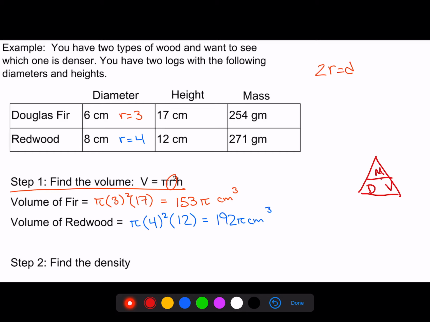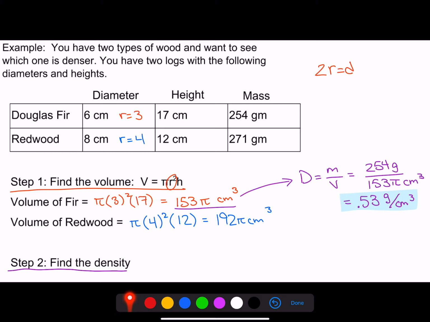So we have our triangle, and we're trying to solve for density. So we know density is equal to mass over volume. So let's go ahead and use that formula right now. For our first one, we know our mass is 254 for the Douglas fir. And we divide that by our volume, 153 pi. And again, this is in grams. This is centimeters cubed. So it gives us 0.53 grams per centimeters cubed when we divide those two numbers.